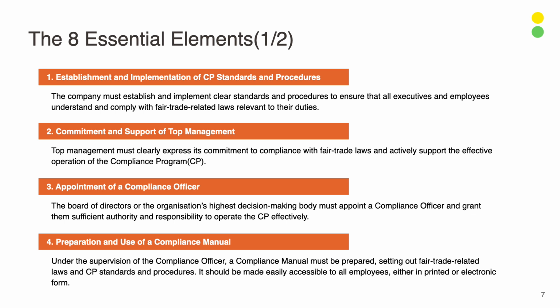First, a company needs proper internal standards and procedures so that employees clearly understand the fair trade laws and how they apply in their day-to-day work. Second, there needs to be visible commitment and support from top management, because without leadership involvement, a CP can't function effectively. Third, the company must appoint a compliance officer, someone with enough authority and resources to actually run the program. Fourth, the company needs a compliance manual that explains relevant competition laws and the company's internal standards and procedures, and this has to be accessible to employees.